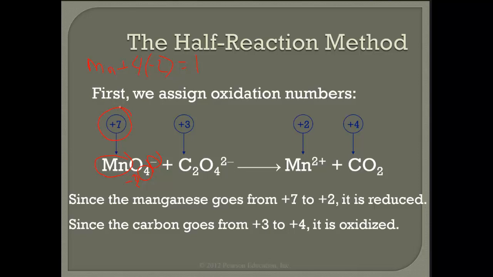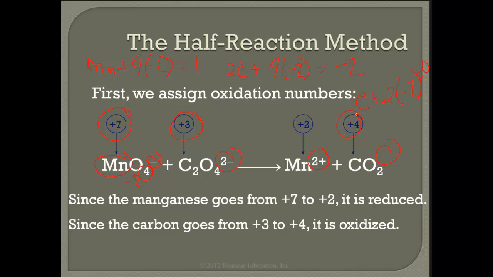Go through the same steps for the next compound. We have 2 carbons and we have 4 oxygens, which once again is a -2. And the whole thing is a -2. Balance that out and it comes out to be a +3 for carbon. Manganese 2+ is easy. They give you what the oxidation number is by the ion charge. And then for carbon dioxide, we have carbon plus 2 of the oxygens, which is -2, with an overall 0 charge, which would make carbon a +4.